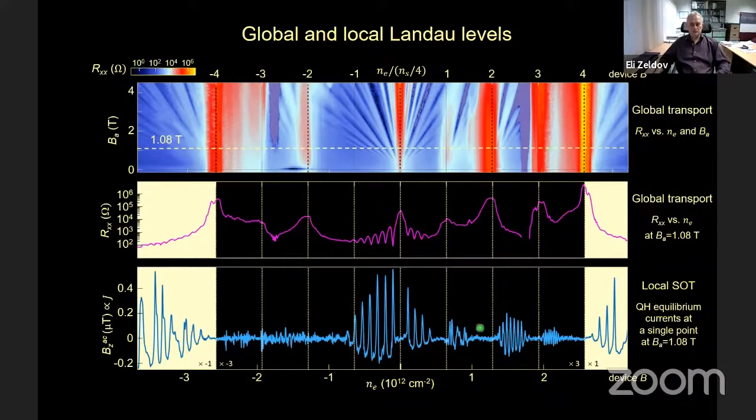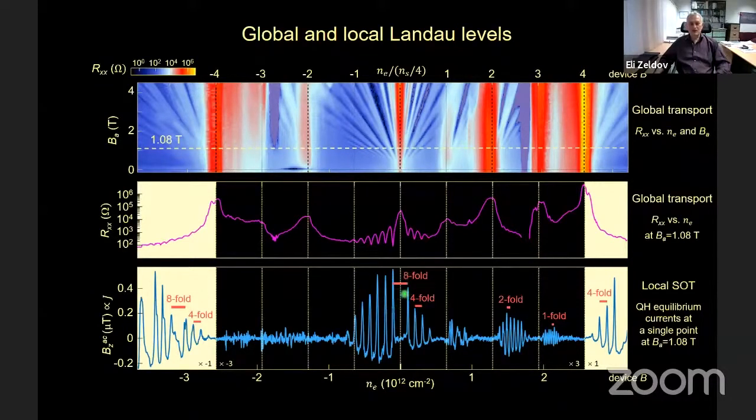The height of these peaks tells us how much current flows in an incompressible strip, and the current that flows in an incompressible strip is proportional to the gap. So the height of this peak actually tells us the size of the gap between the Landau levels, and the distance between the peaks tells us the degeneracy. So the zeroth Landau level, 5 minutes, okay, I have to speed up.